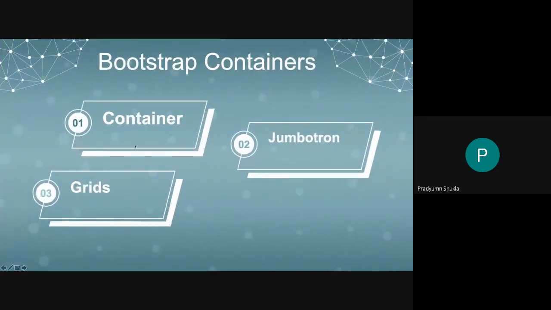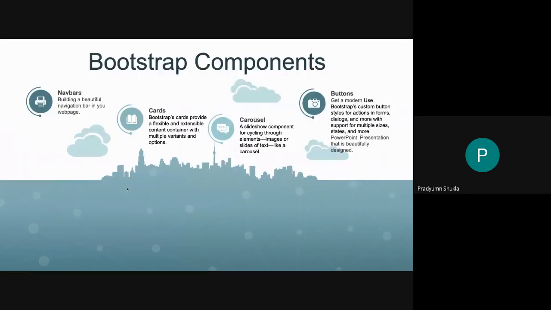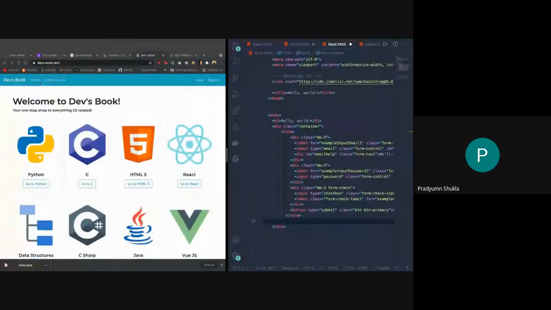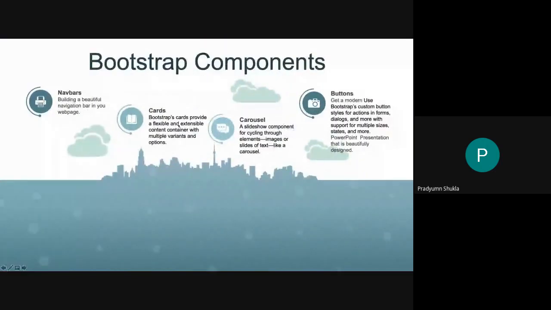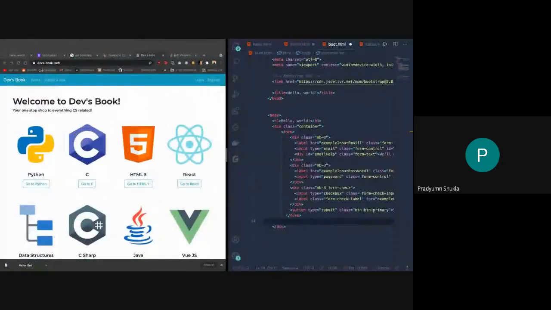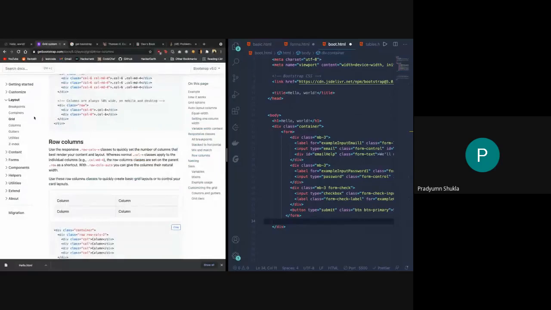So we have learned about container. We have learned about grids. Grid is what I just showed you here. The container, row and column thing. Yeah, and there are a few more components. As I said, there is a navbar component. There are cards. There is carousel. There are buttons. So I'm sorry, this is extending a bit too much, but I'll just show you through this.